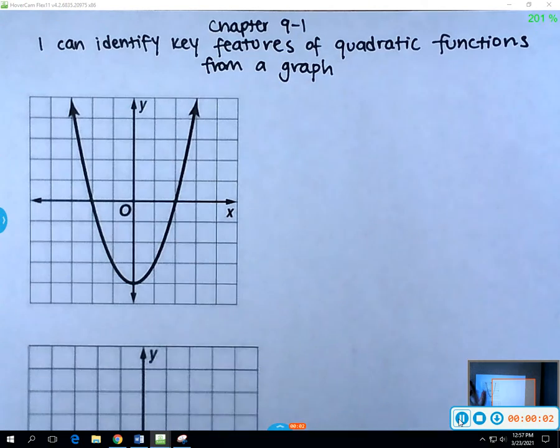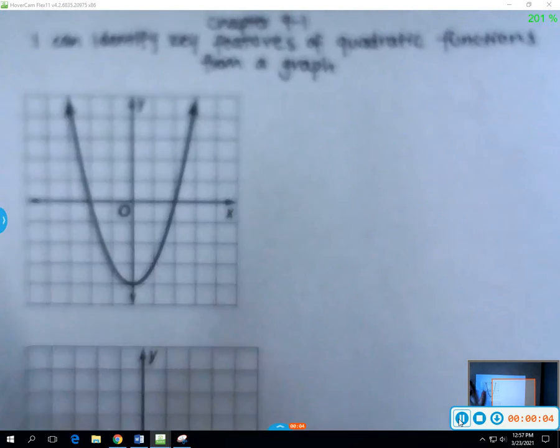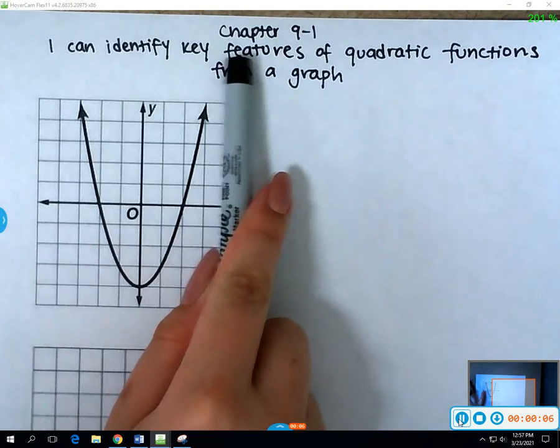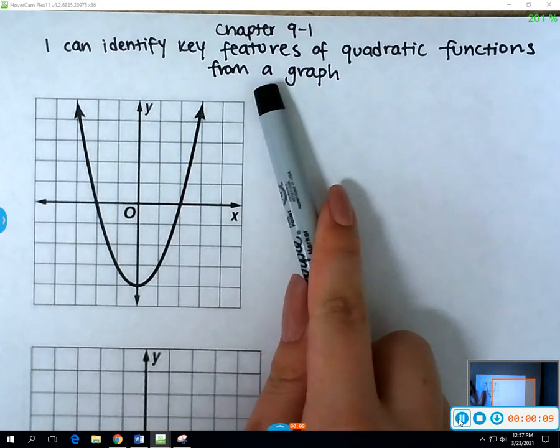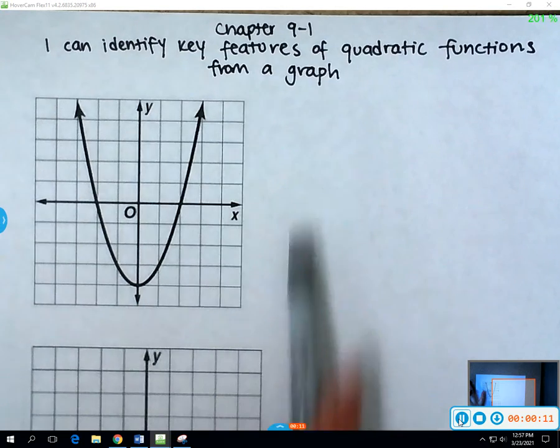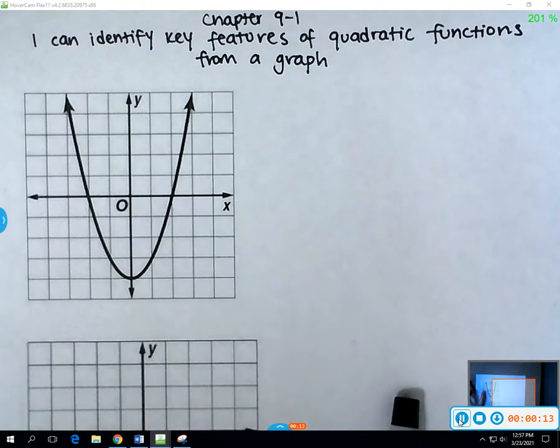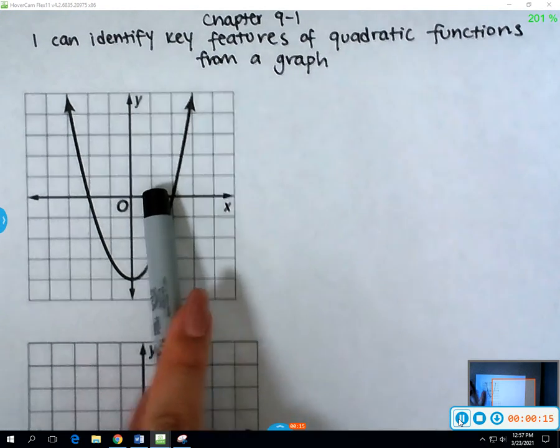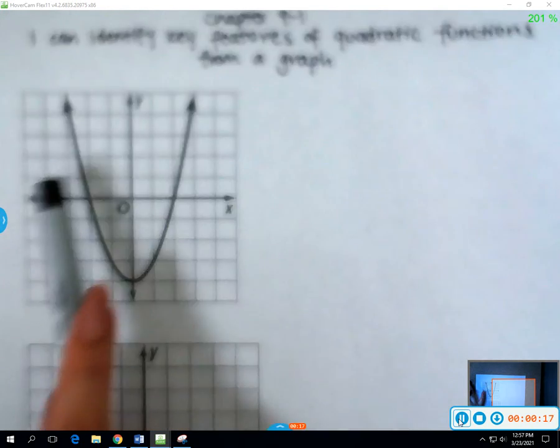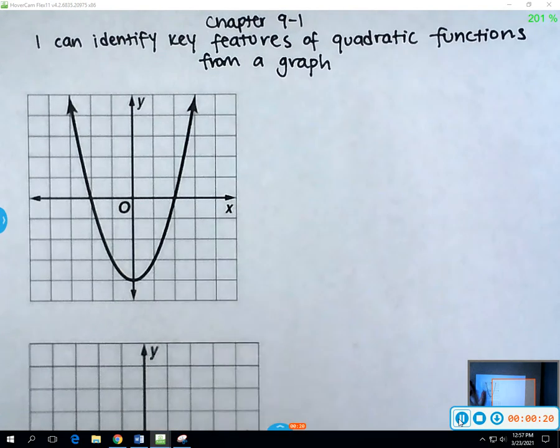This video is chapter 9-1. Our concept is I can identify key features of quadratic functions from a graph. I'm going to be writing out the vocab over here on the side and also labeling these graphs. So make sure that you have a sketch of these graphs so that you can label them as well.